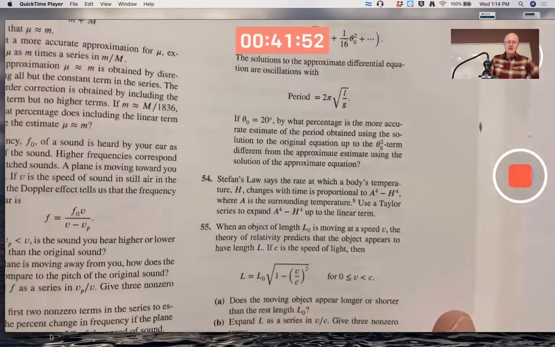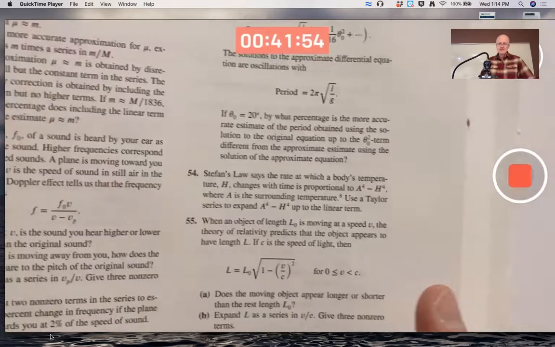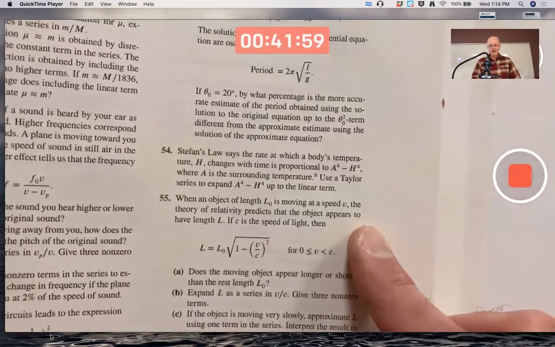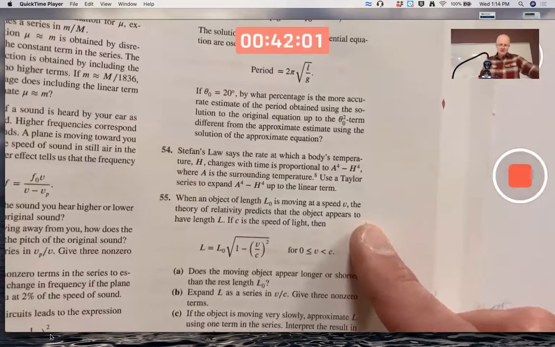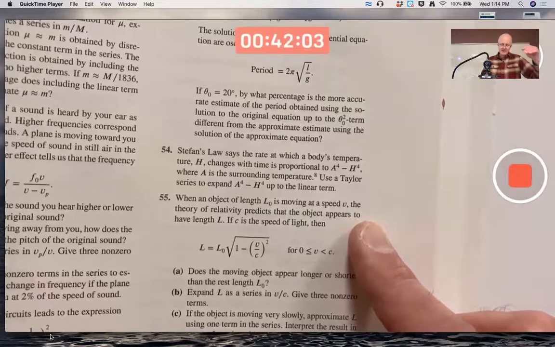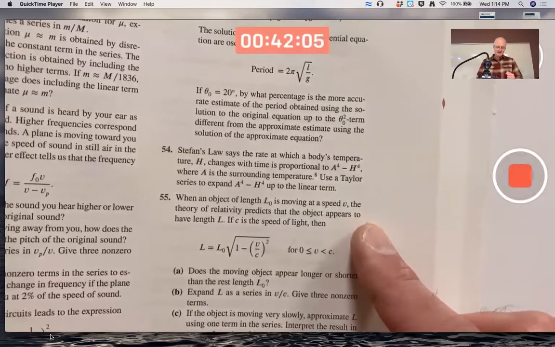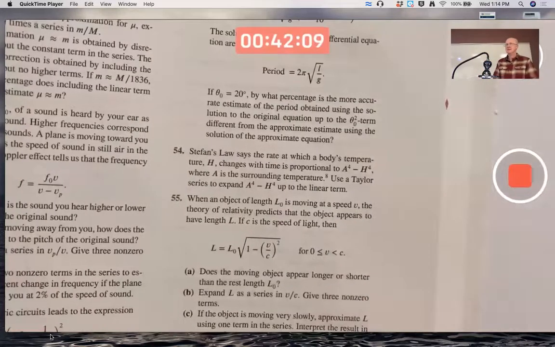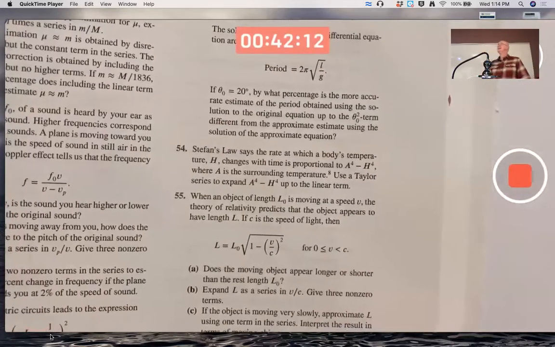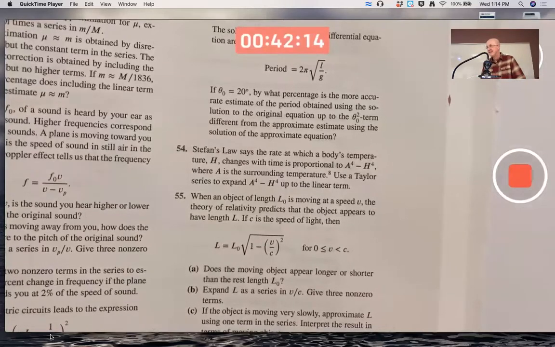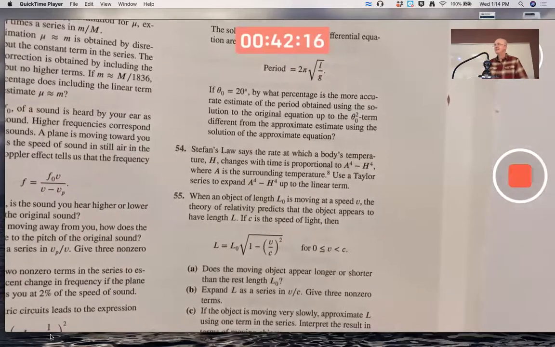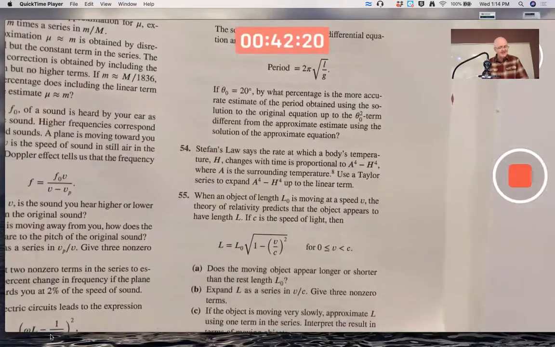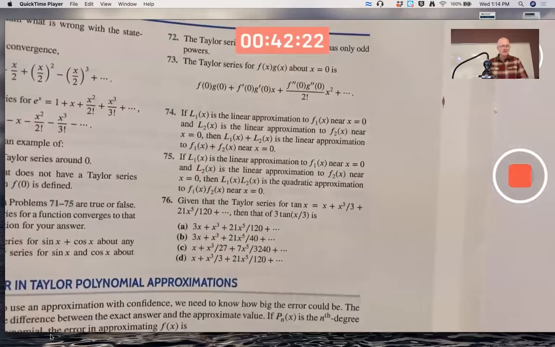When an object of length L0 is moving at speed v, the theory of relativity, in other words, what was created by Einstein, predicts that the object appears to have a different length L. What? How is that possible? That's what relativity predicts. Is relativity right? It actually is. It's called length dilation. There's also something called time dilation, and there's also something called mass dilation. Your problem is about mass dilation.